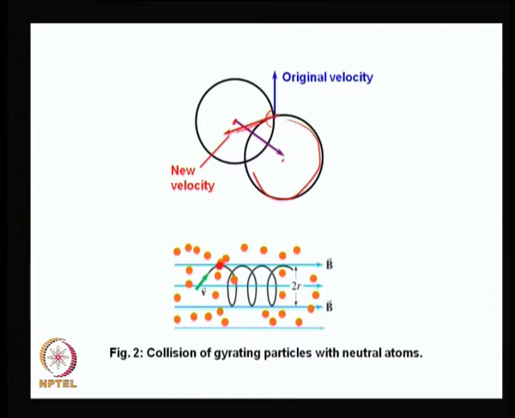This is the path of the original particle. Now, as it is moving along this path, it collides with a particle in the plasma and acquires a different velocity in a different direction. So, it starts gyrating in a different path, though in the same direction, along a different line of force, and the guiding center shifts. So, there is a shift, there is a diffusion of the particles across the magnetic field.